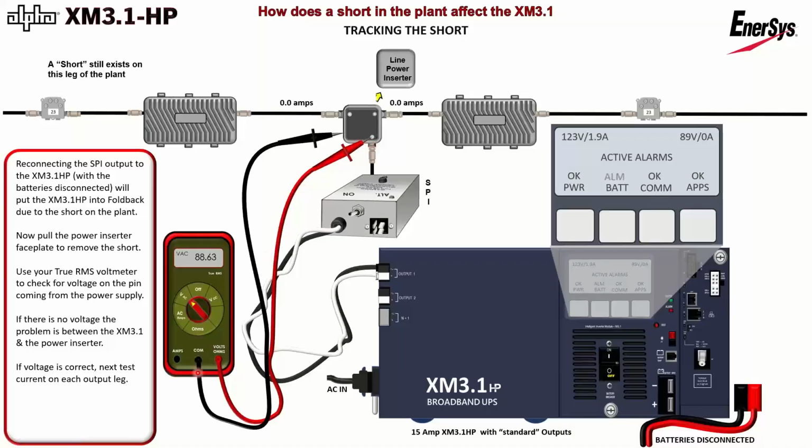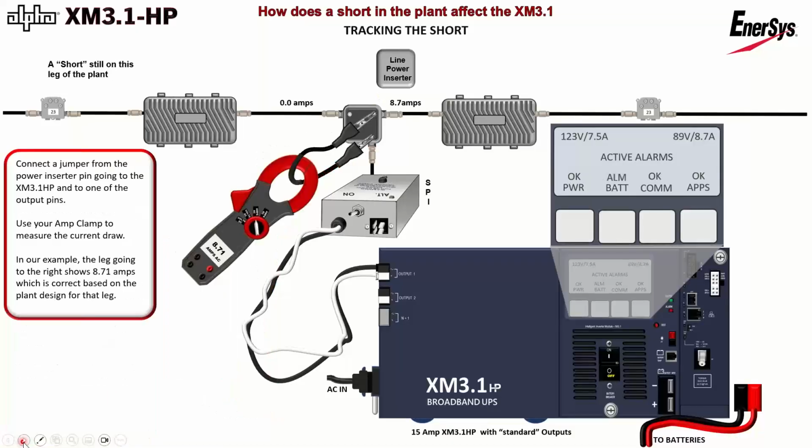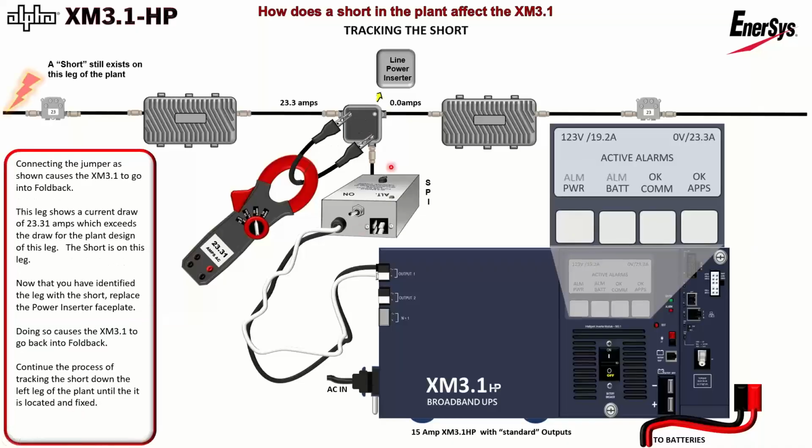If I have good voltage here, I use my amp clamp, put my amp clamp on from pin to pin. It says 8.7 amps going down the right side. How do I know if that's right? Well, I have to look at my prints and count my amplifiers and do a rough estimation. So I do that, and that looks probably right. I put my amp clamp on the other side. It says 23 amps going down the left leg. Well, I don't even have to look at my prints, right? 23 amps is way too much.